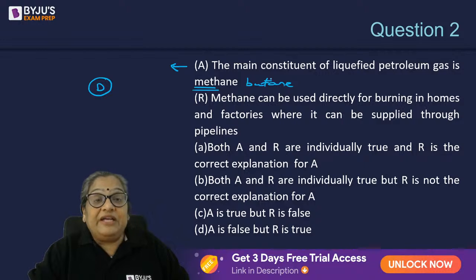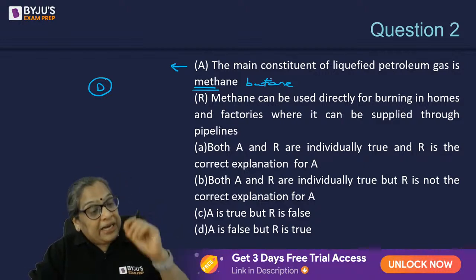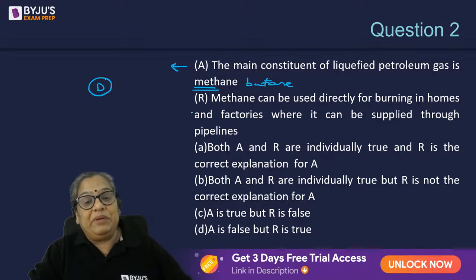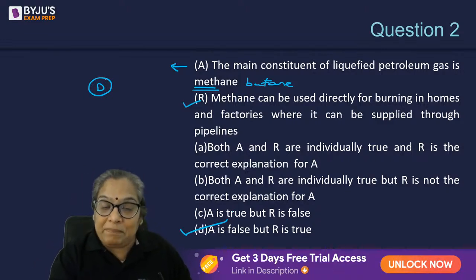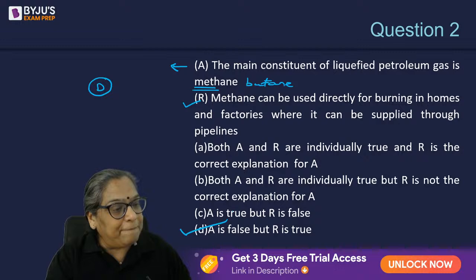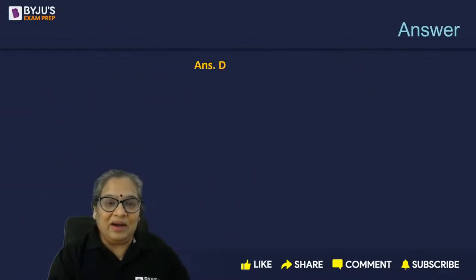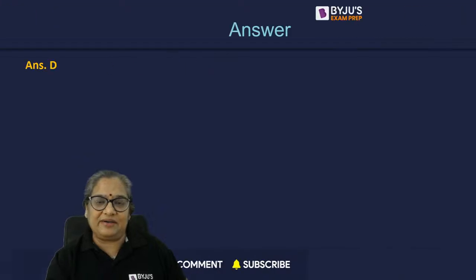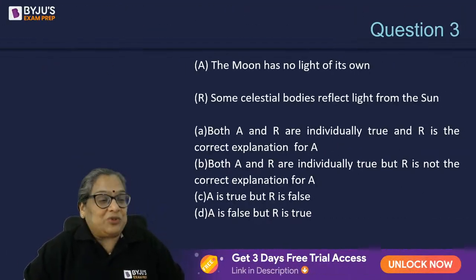Okay, it would be very dangerous. It would explode. So the main constituent is butane and methane is added. So this is correct. So A is false but R is true. All right, look it up. Please find out for yourself so that this question is clear. All right. We all had made mistakes in this question. All of us came out of the exam hall and said, yes, A, and then it was figured out it was D. All right, next one.